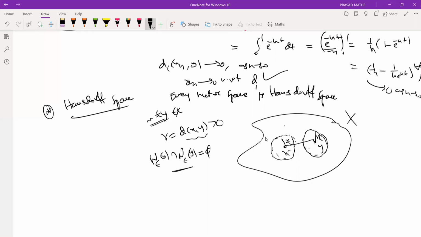That means you give me any two distinct points, and I can separate them by two disjoint open sets. Separate చేయొచ్చు కదా, ఈ రెండు disjoint ఉన్నాయి కదా. You give me any two points, I can separate them by disjoint open sets.